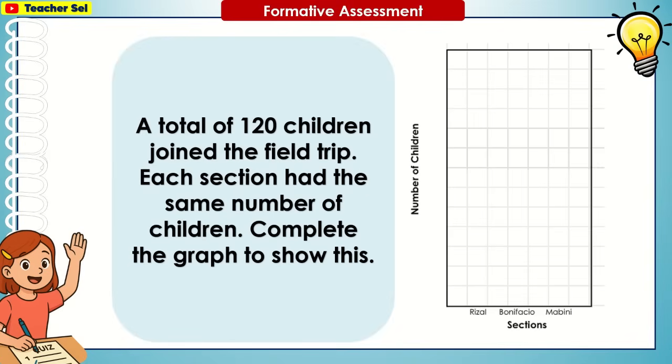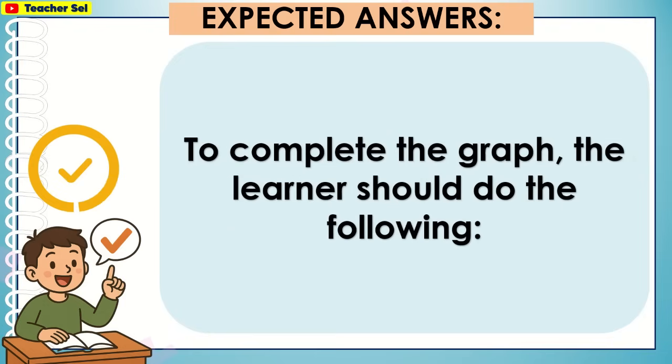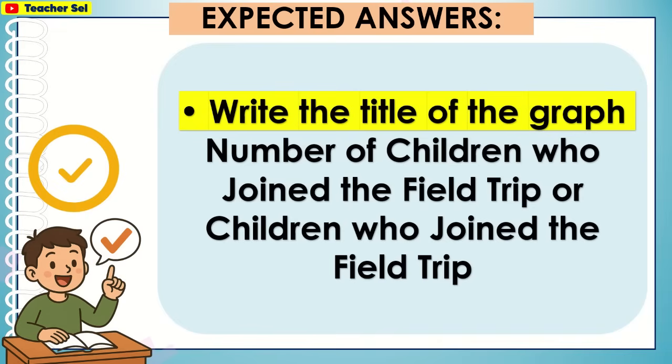A total of 120 children joined the field trip. Each section had the same number of children. Complete the graph to show this. To complete the graph, the learner should do the following. Write the title of the graph, number of children who joined the field trip.